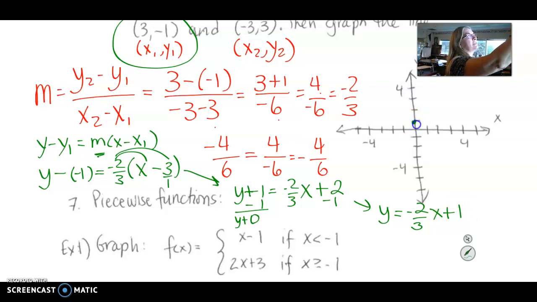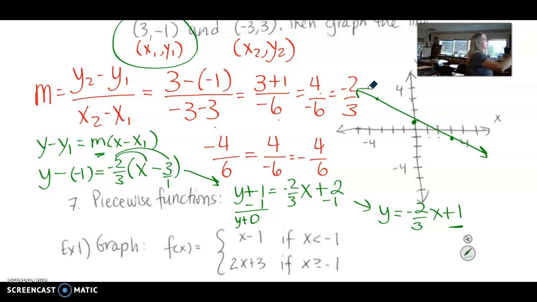So I'm going to graph this using the slope and y-intercept. The y-intercept here is 1, since this is slope-intercept form. The slope is negative 2/3, so I'm going to go down 2 and over 3 to get the second point. You can also go up 2 and to the left 3. We just have to make sure you've got a negative slope.